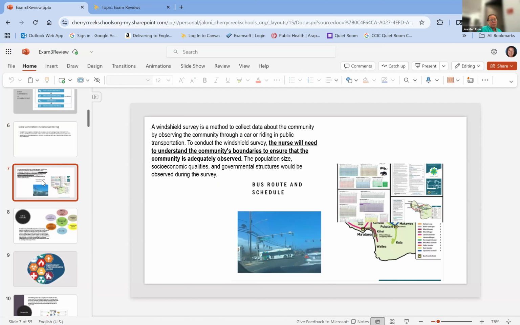The windshield survey you guys are doing for week number 9 is a method to collect data about the community by observing the community through a car or riding public transportation. So in order to do one, you do need to know where the community starts and where it ends. Because if you're driving in your car, you can't just keep driving for hours and not know. Our population size, socioeconomic qualities, and government structures would be observed during the survey.